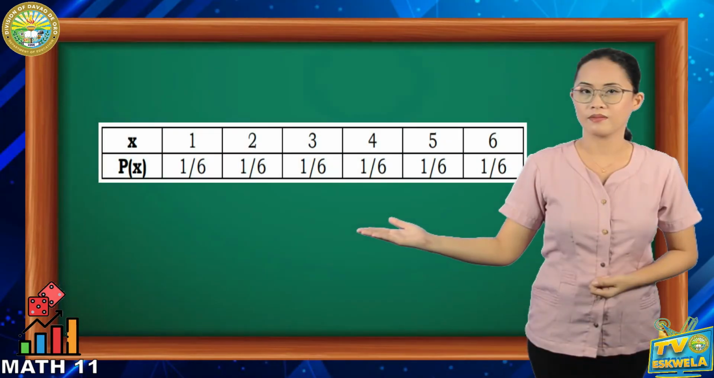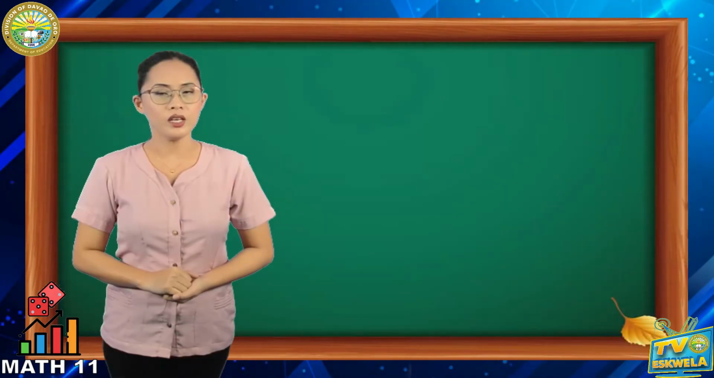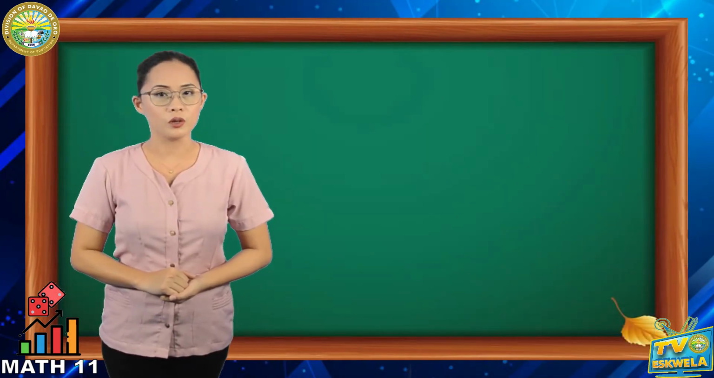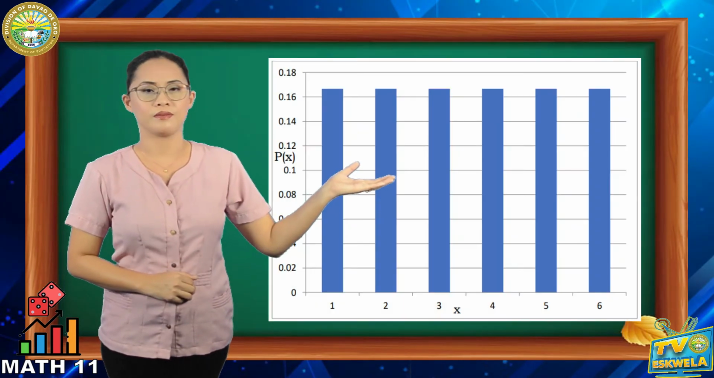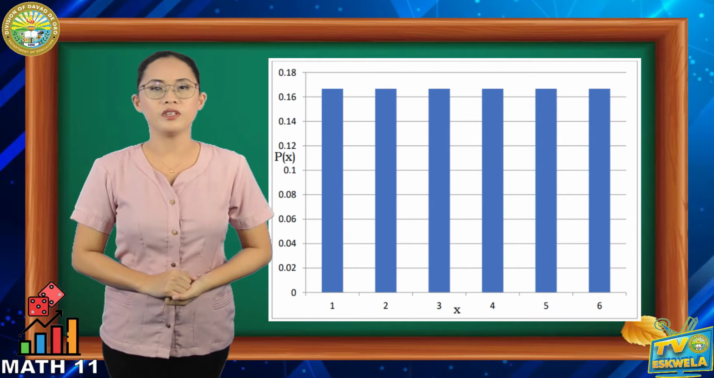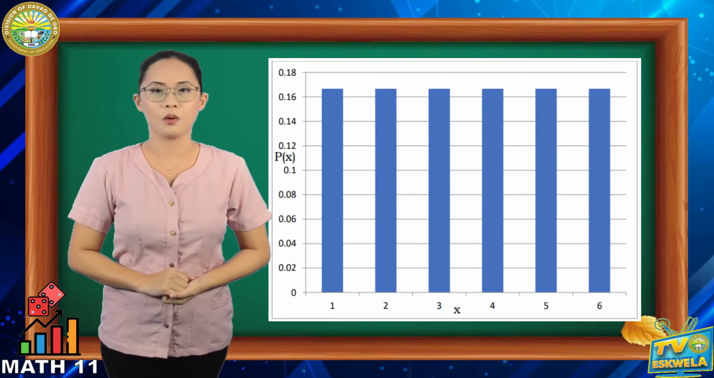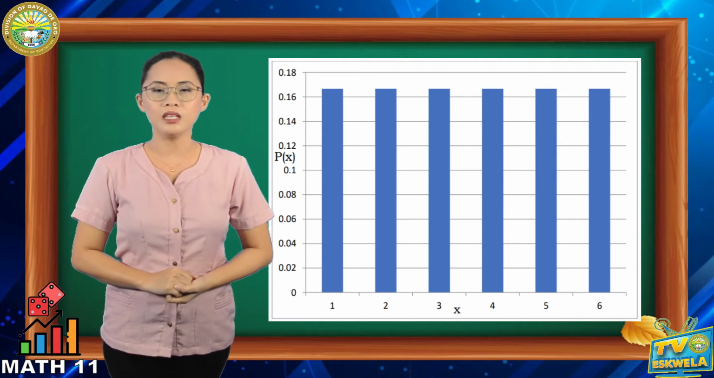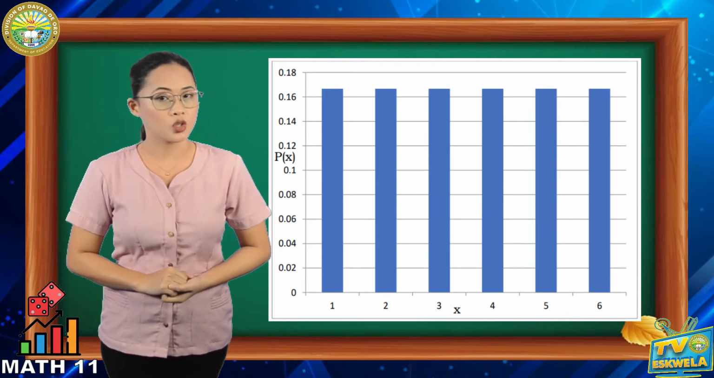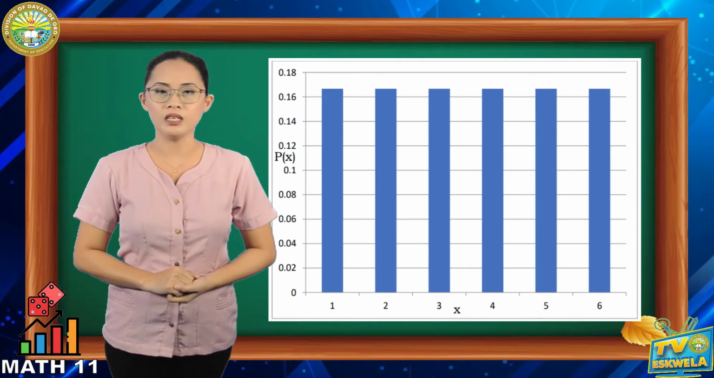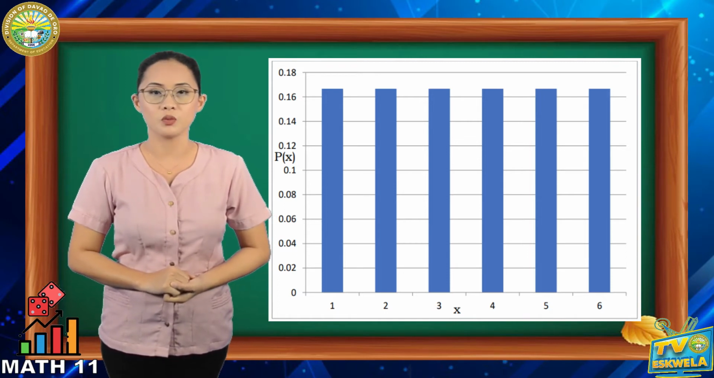Since a die is fair, each of the 6 results has a probability of 1/6, or about 0.17. Therefore, the probability mass function is as shown. When we illustrate it in a histogram, it will look like this. The possible definite values are represented by x on the horizontal axis, and the probability is on the y-axis. As shown, there is an equal probability of all the possible outcomes as we roll a die.